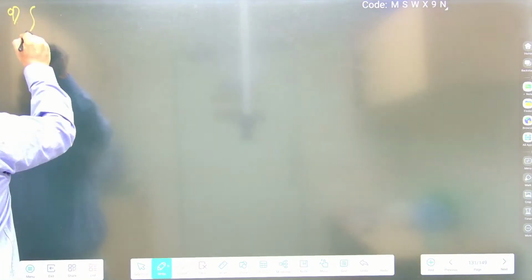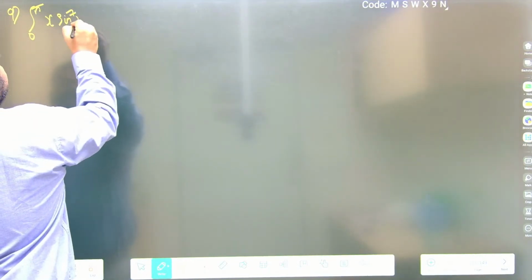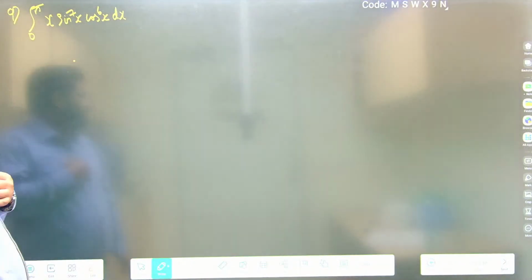The question says: integral from 0 to pi of x sin 7x cos 6x dx. This is the question, friends, that we are going to solve. Integral from 0 to pi of x sin 7x cos 6x dx. This is the question that we have.